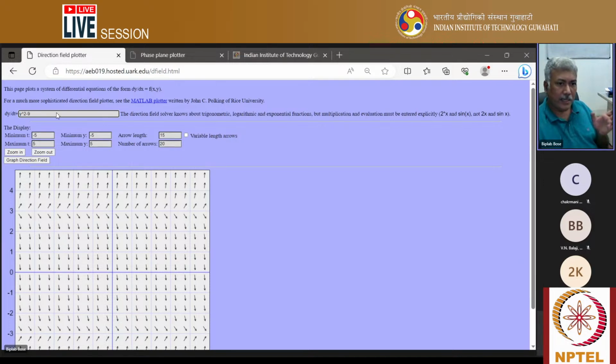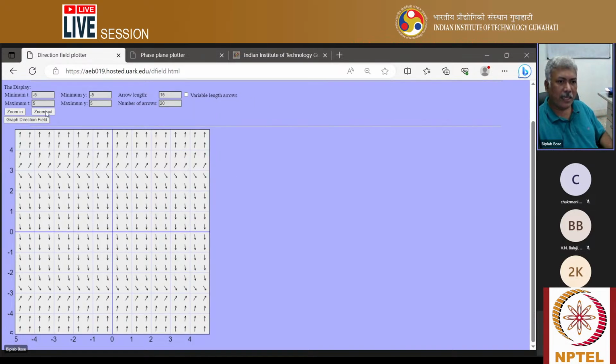Fine. And then you have the minimum time, minimum y, and maximum y. I have kept them default, -5 and so on. You can change them based on your requirement. Then you click graph the direction field, and it is plotted. You can see, remember we have two steady states, one is +3 and another is -3.